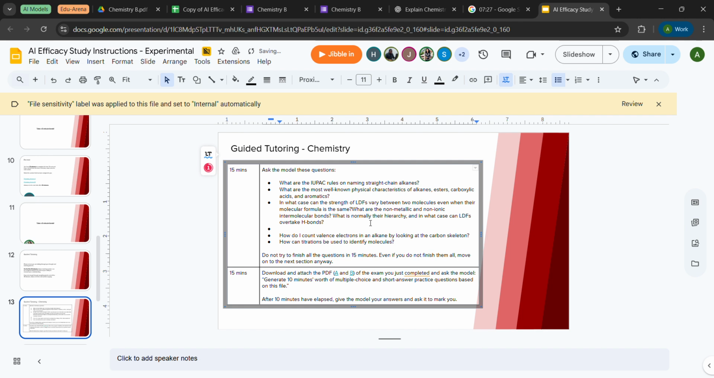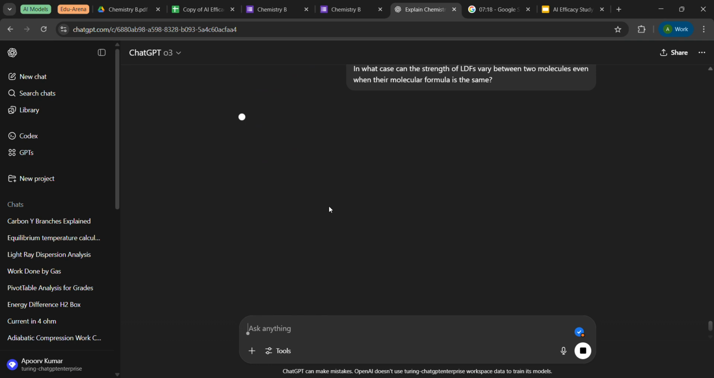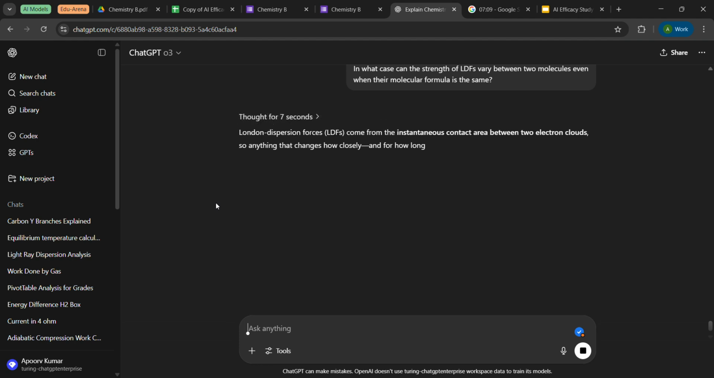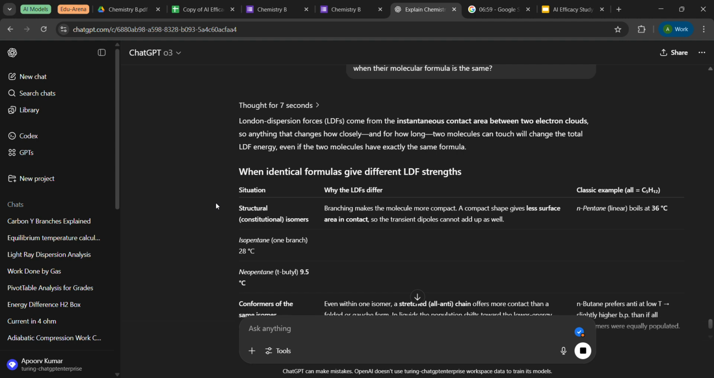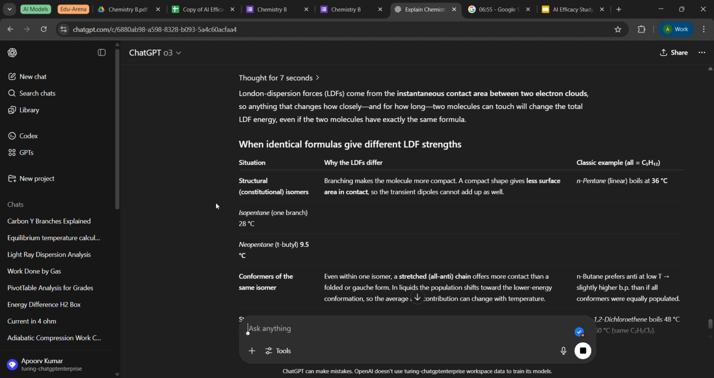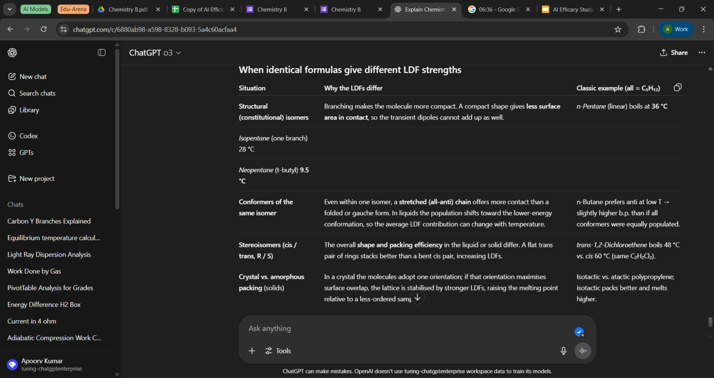Next, the start. Okay, I actually did it. That changes how closely and for how long two molecules can touch, which will change the total strength. So why do LDFs differ? Branching makes the molecule more compact. A compact molecule gives less surface area, so the forces will decrease. Conformers of the same isomer, even within one isomer, are stretched anti-chain molecules with more contact.